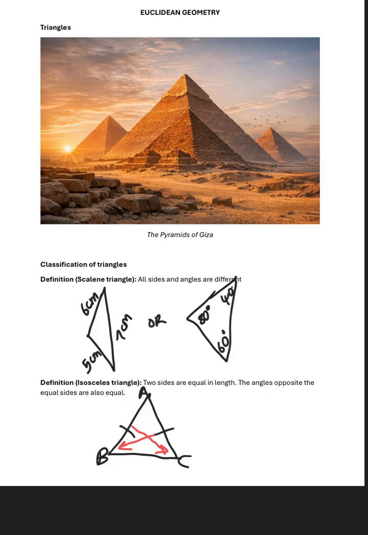So angle B is equal to angle C. This is what this statement says: the angles opposite the equal sides are also equal. So that's what it tells us. So B equals C. So AB is equal to AC, and angle B is equal to angle C.